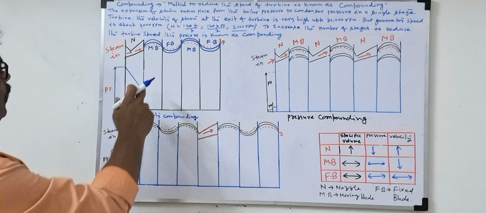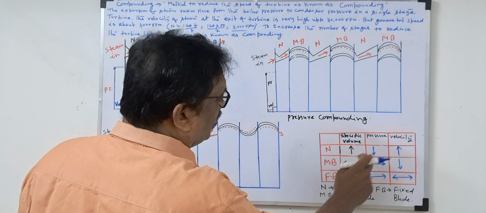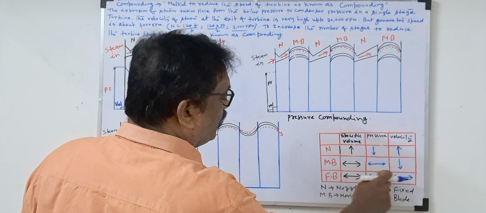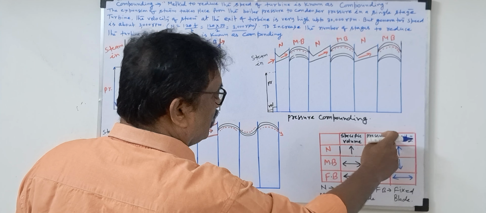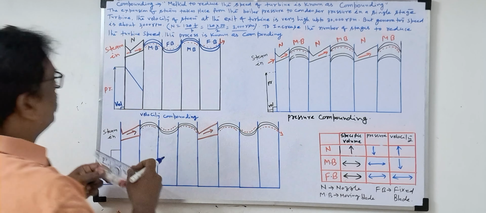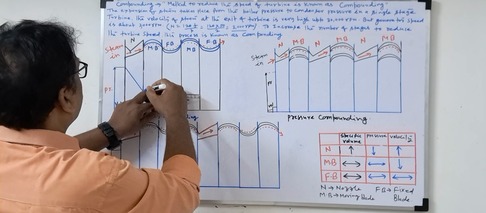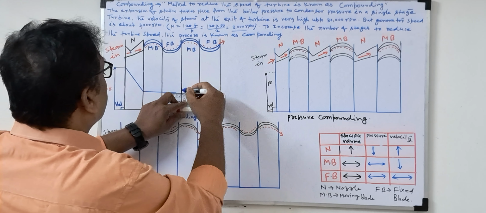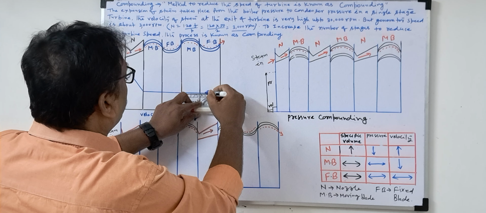Now the moving blade, fixed blade, moving blade, fixed blade. What happens in the moving blade and fixed blade? The pressure remains the same. See this, for the pressure, in the moving blade and fixed blade it remains the same. So we draw a horizontal line.